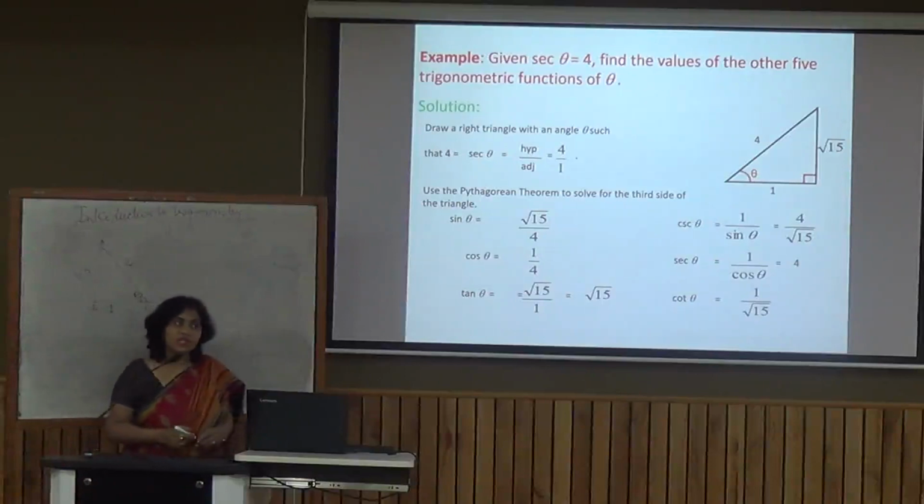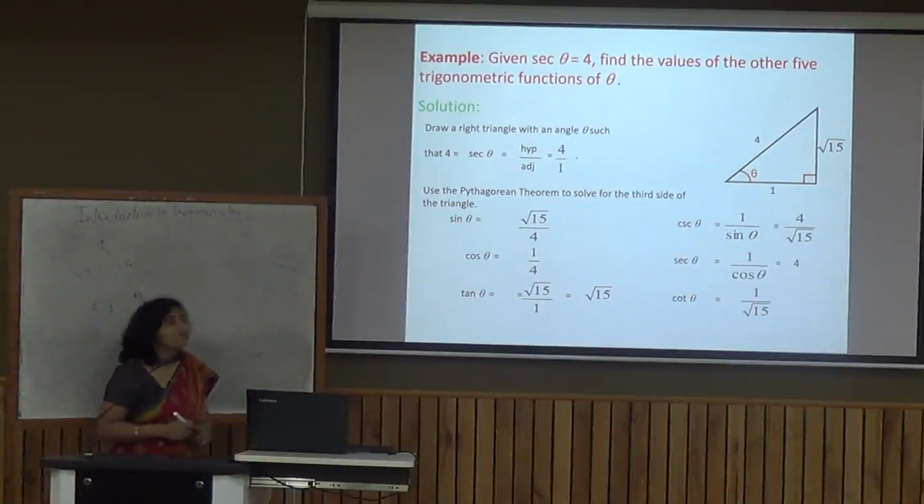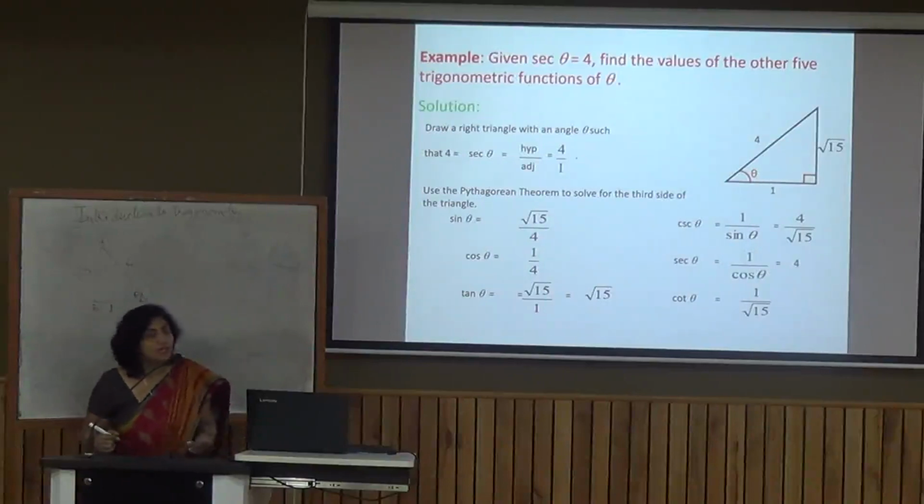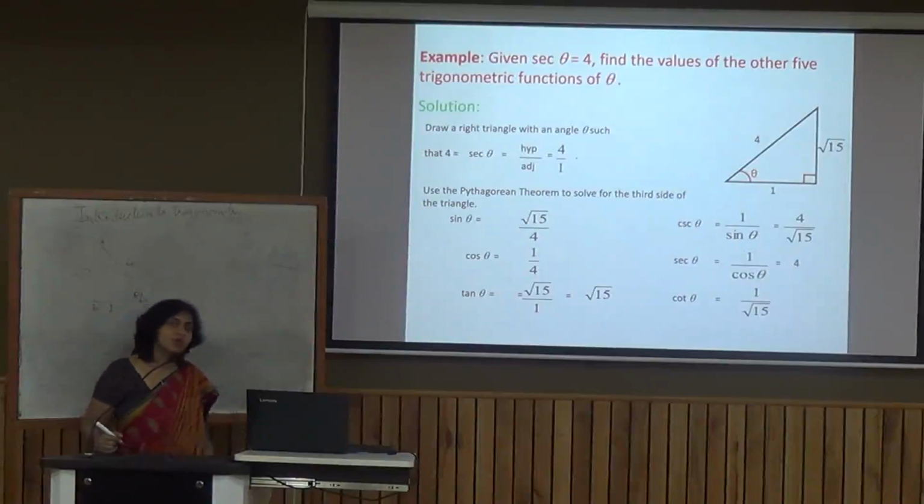And then we calculate sin theta as square root 15 upon 4. Cos theta can be calculated as the reciprocal of sec theta, that is 1 upon 4. Tan theta is square root of 15. Then the other three ratios are the reciprocals of these.